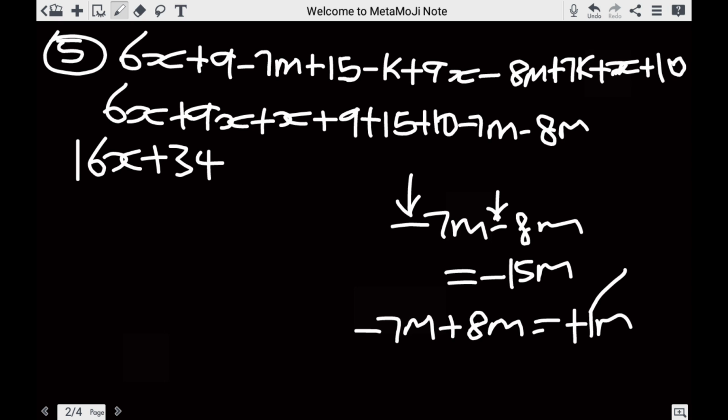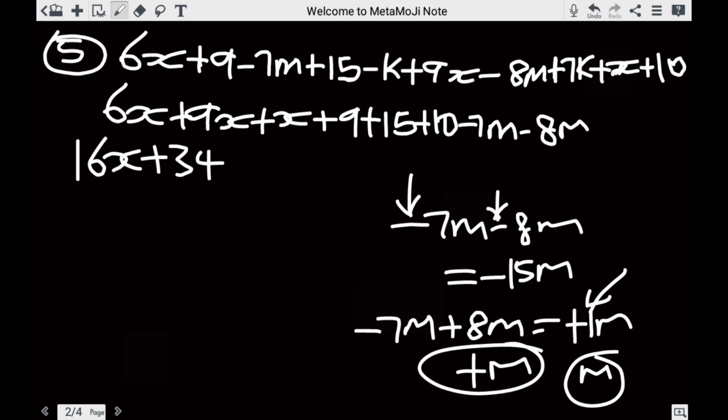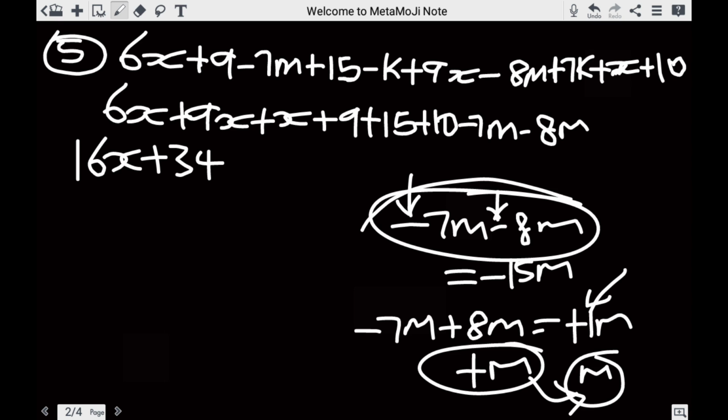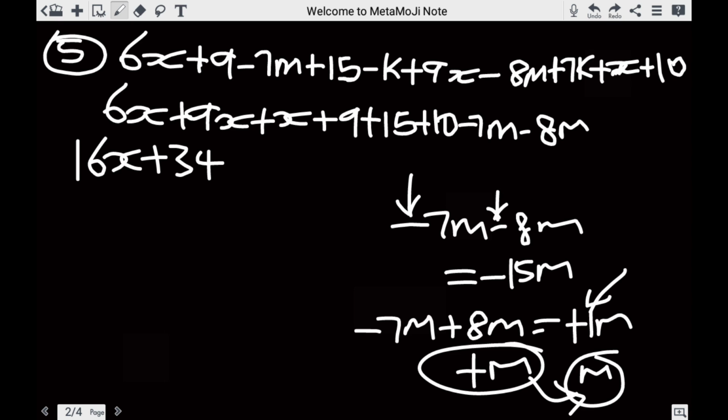But for 1m, we don't write the 1. Sometimes we will not write plus if it is the beginning term. At the beginning of the expression, we don't write the plus either. We simply write m. So plus m and m are the same. You need to keep those things in mind. So therefore, for this one now, you should have minus 15m because the signs are the same. So that's it.